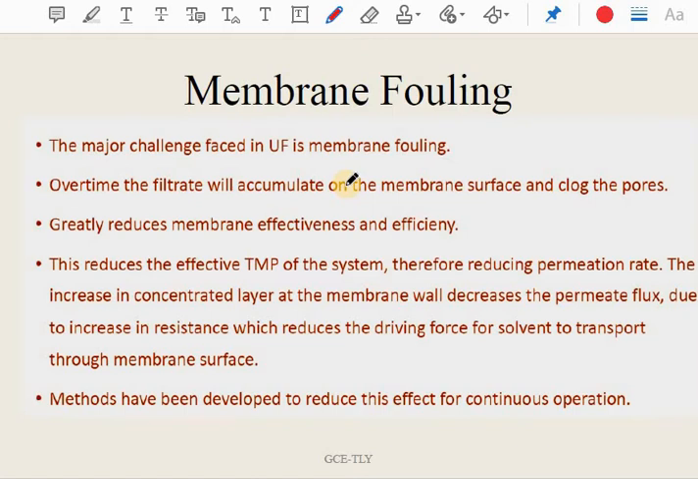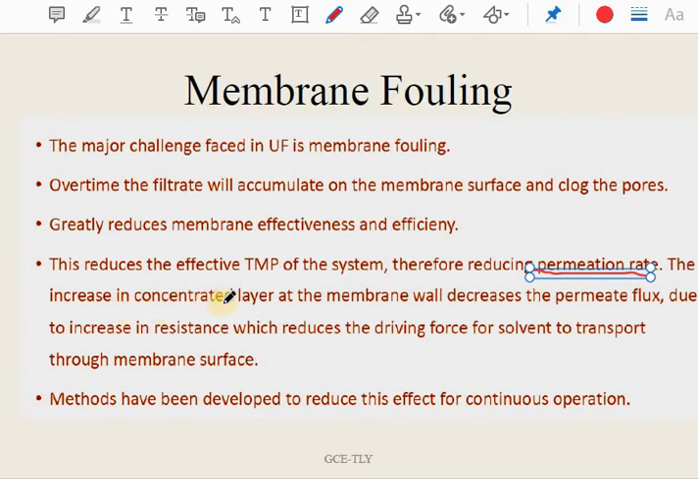Next, membrane fouling. This is a major challenge in the case of ultrafiltration. As filtration starts and time passes, the filtrate starts accumulating on the membrane surface and thickening, and it clogs the pores. This reduces the membrane efficiency, and this process is called membrane fouling. As a result of membrane fouling, the transmembrane pressure reduces, and as a result the permeation rate automatically gets reduced.